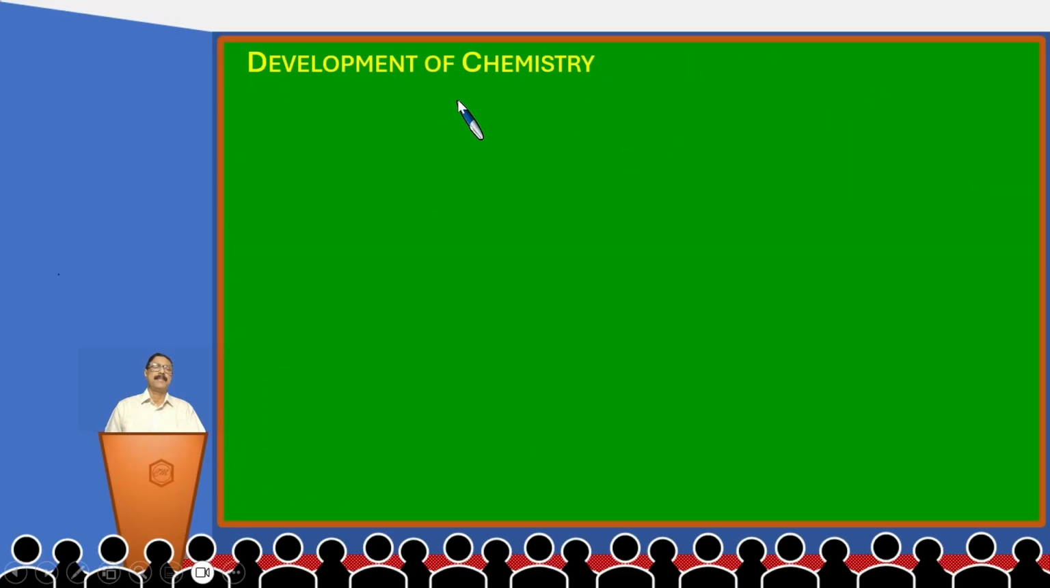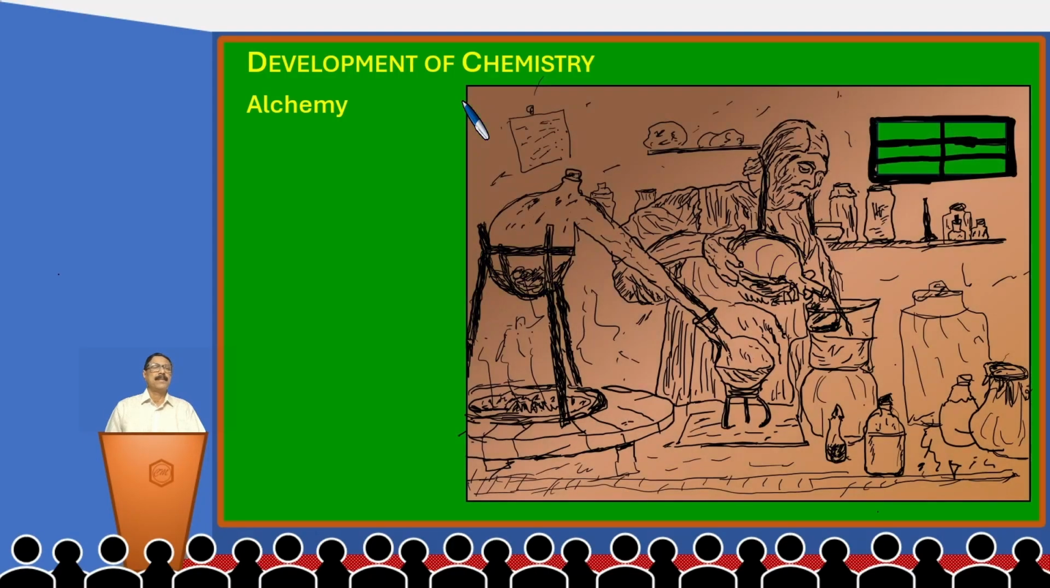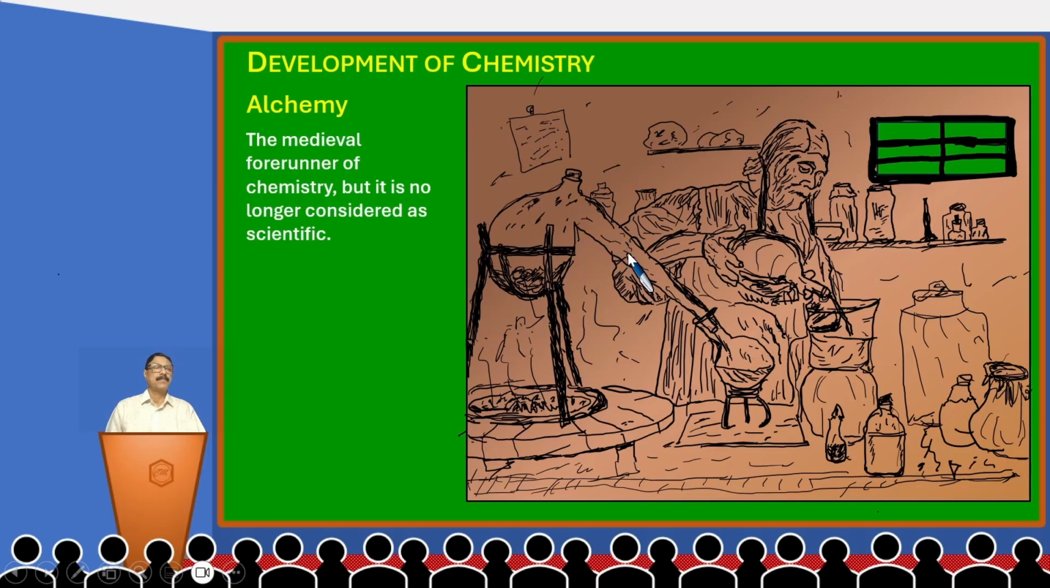Let us talk about the development of chemistry. Chemistry is, in fact, not a very old discipline. Alchemy may be considered as the medieval forerunner of chemistry, but it is no longer considered as scientific. These are prototypes of our modern laboratory equipments. Alchemy was a tradition that was historically practiced in China, India, the Arab world, and in Europe.